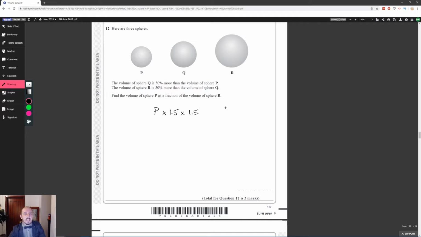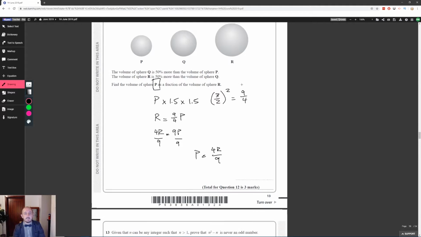150% of that. So what we have here is that the volume of R is equal to 1.5 squared. 1.5 is the same as 3 over 2, and if I square that I get 9 over 4. So R is 9 over 4 lots of the volume of P, but it asks us for P in terms of R, so we're going to times both sides by 4, that gives us 9P, and then divide by 9, so I get P equals 4R over 9, like that.